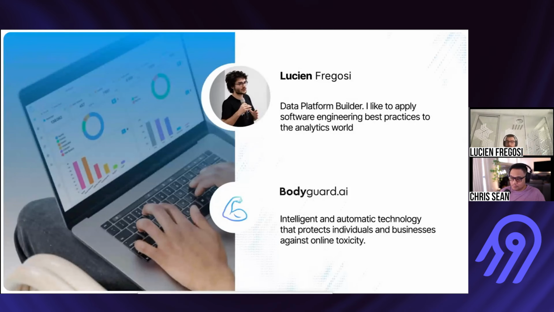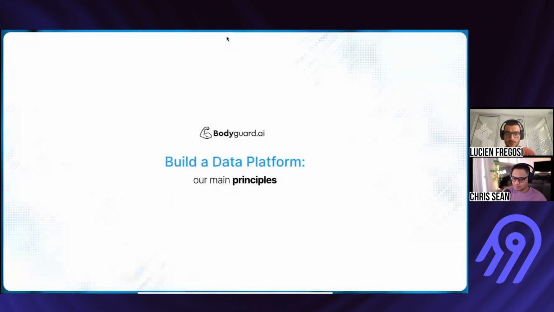So what is Bodyguard? Bodyguard, that's my company, is an intelligent and automatic technology that protects individuals and businesses against online toxicity. So here our work and our mission is to moderate and stop all the racist, sexist content, all the hateful content we can face on the internet for the social networks or for an API access. We are mainly working within the sports industry, within the gaming industry, and within the media and brand industry.